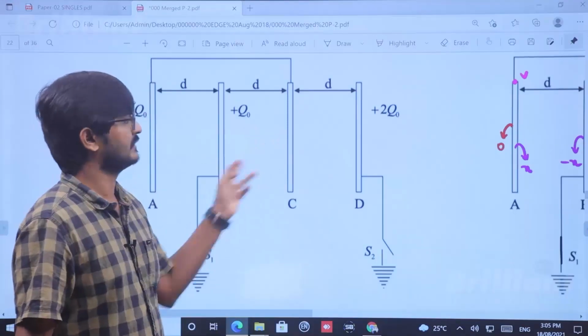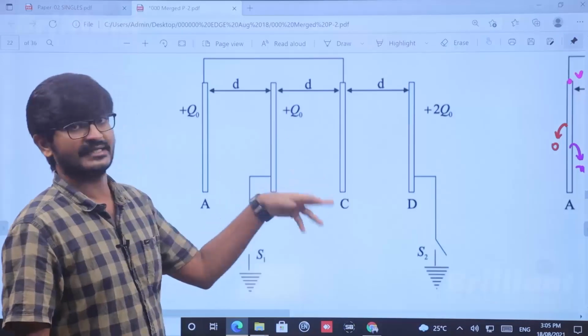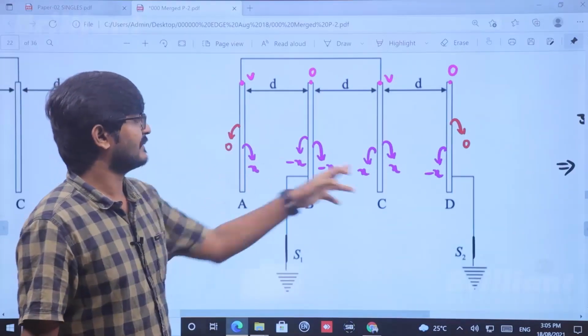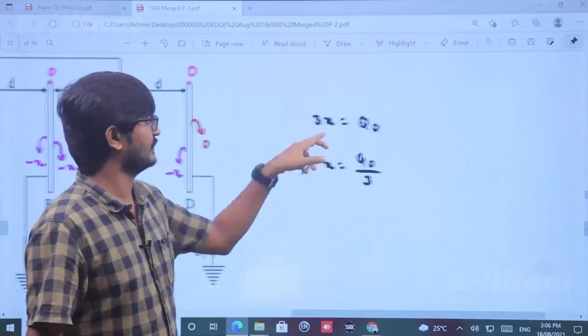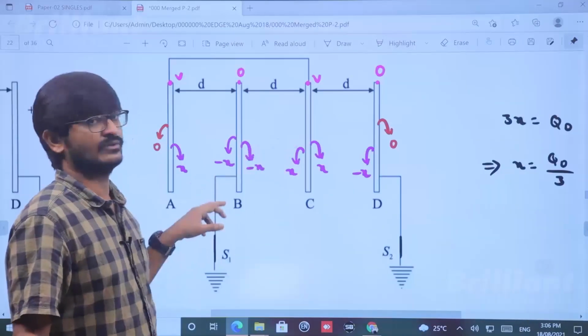It is Q naught. But I can't say the same thing about B and D because they are grounded. Ground can give the charge or take the charge. So summation of charge on A plus C initially is Q naught, finally also it must be Q naught. So 3x equal to Q naught, so x equal to Q naught by 3. I will be drawing the same figure by substituting x equal to Q naught by 3.